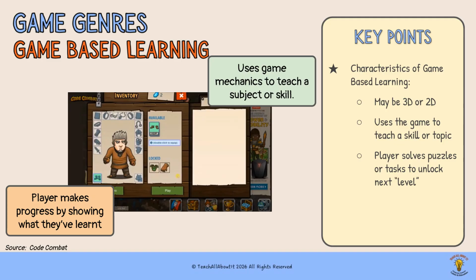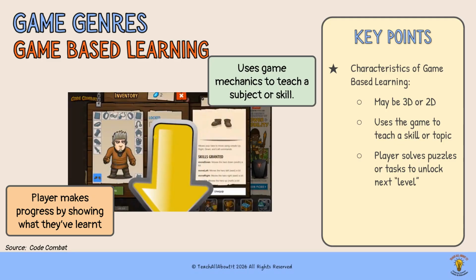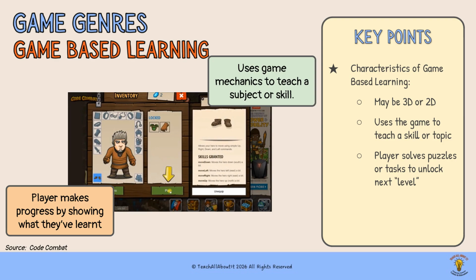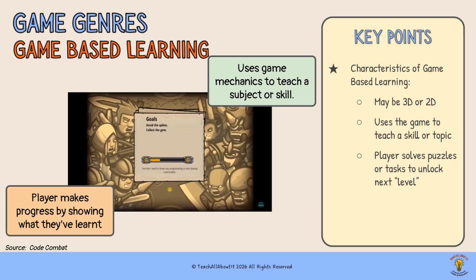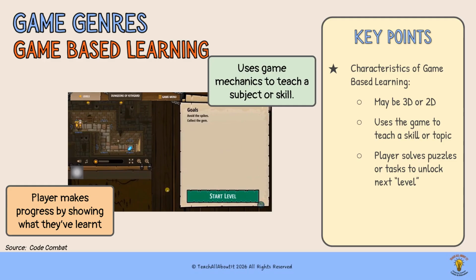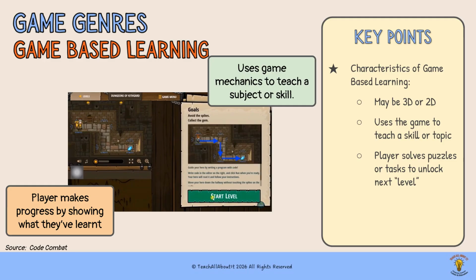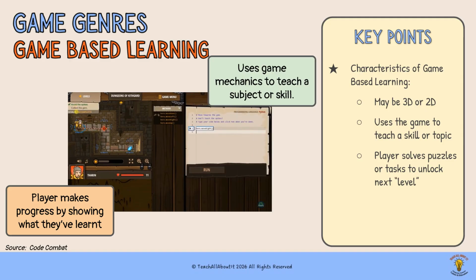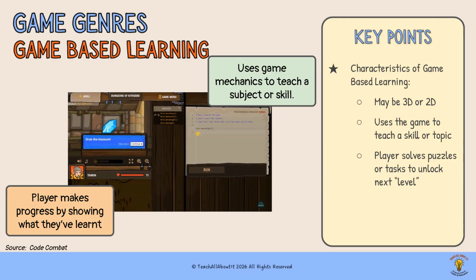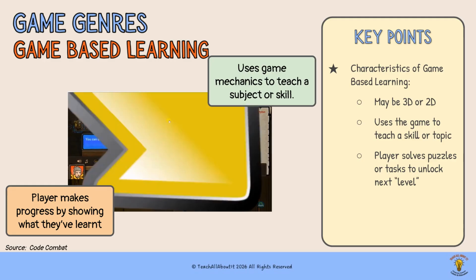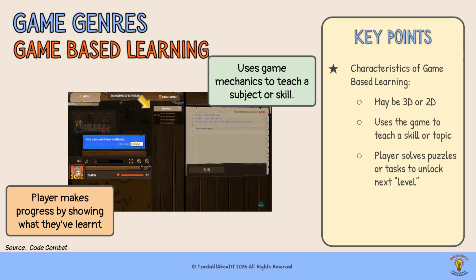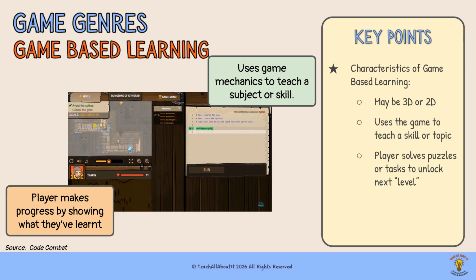So the idea of this is that the user is learning a skill or topic, they solve a puzzle, potentially even unlock the next level by solving a task, and by showing what they've learnt, they're then progressing through the game. So you can see in this case we have a level which is going to teach some movements. So you have to grab the treasure here, so it looks like it's a puzzle, but in actual fact, instead of moving the character around the board, they have to type in the code that will actually solve the puzzle.